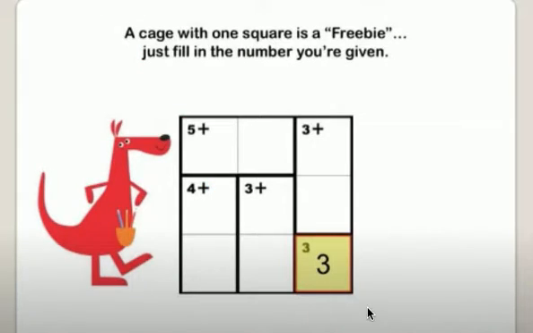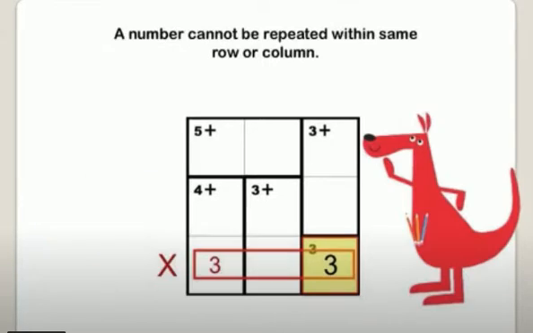A cage with 1 square is a freebie. Just fill in the number you're given. You'll notice here there is no operation sign. A number cannot be repeated within the same row or column. We put a 3 here because this was our single cage. It was our freebie. So there cannot be a 3 here because that would be in the same row.